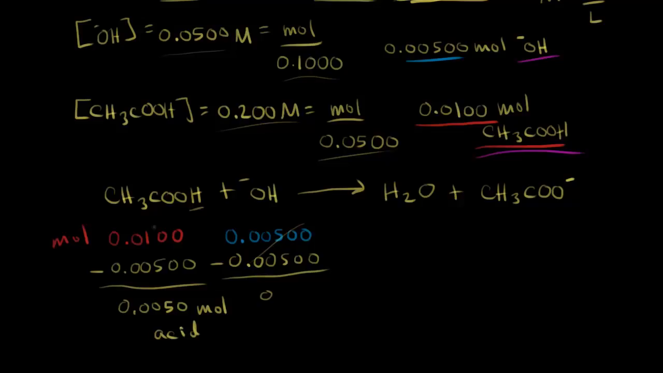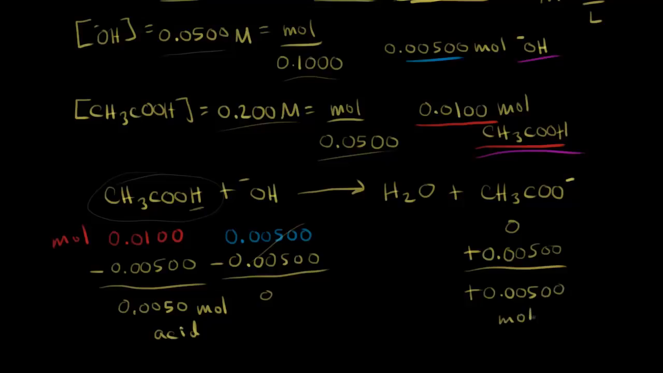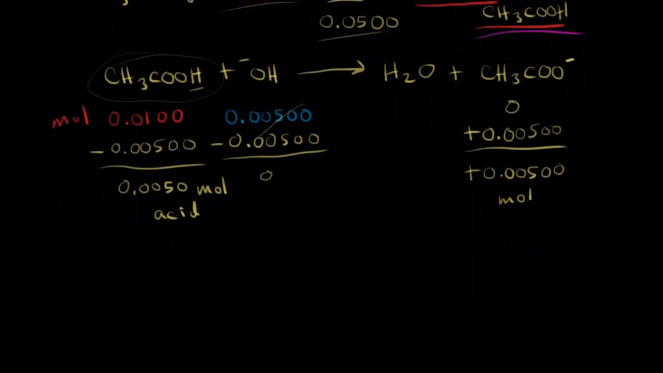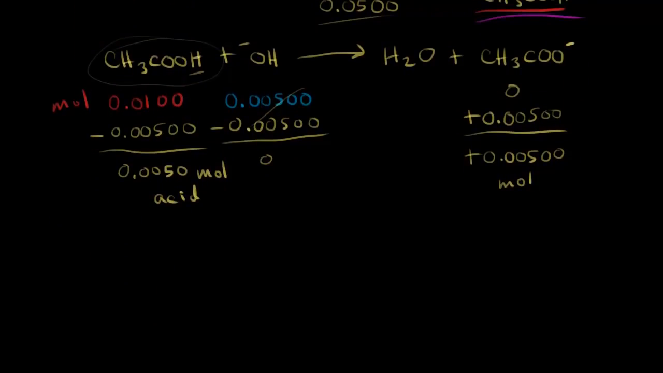All right, so if we lose that much acetic acid, we're also going to gain that much acetate anion. So if we start with 0 over here, we're going to gain the same amount. So 0.005 is how much we gain over here. So we're going to finish after neutralization with 0.005 moles of acetate anion. All right, next, let's figure out the concentration of acetic acid and the acetate anion. We have moles for both, but we need to find the volume.